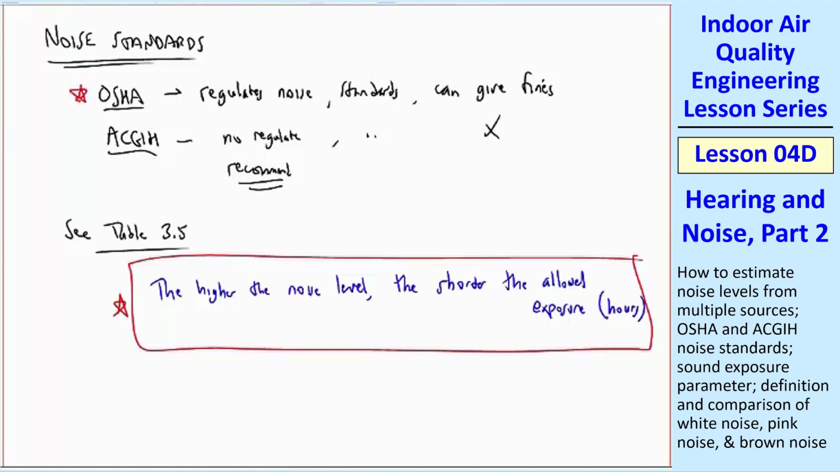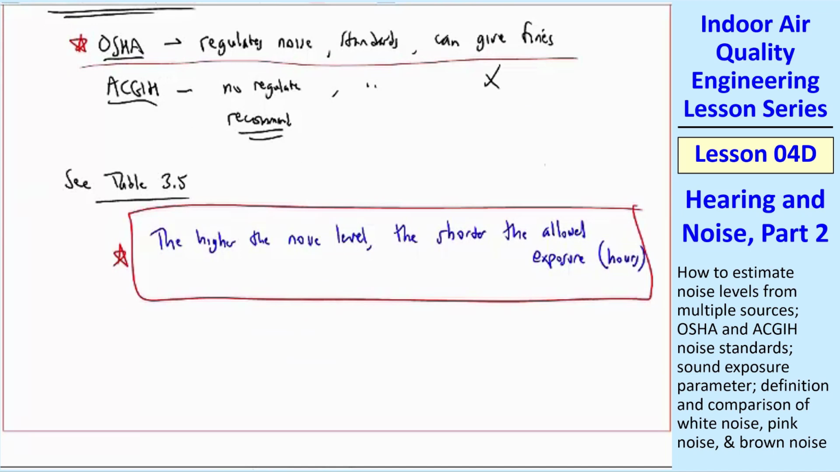Remember, all these regulations are based on a 40-hour week, 8-hour day for a whole career, 25 years or whatever. So, you'd have to be exposed to this a long time before OSHA says you're going to have hearing damage. What happens, as I mentioned before, is these high levels of noise will start to break some of those little cilia hairs in your cochlea.